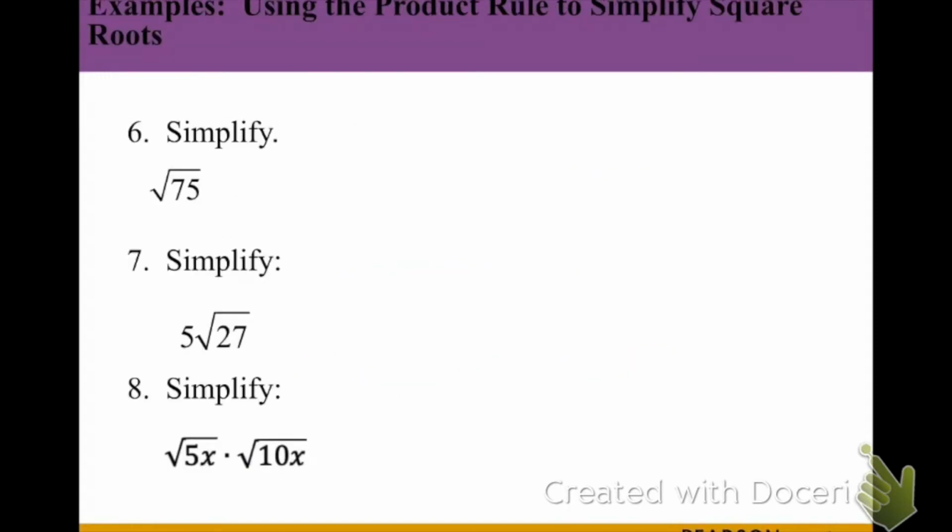On the very first one here, we want to simplify the square root of 75. Notice there's no number that times itself automatically gives us 75. And so what we're going to use here is our perfect squares. By perfect squares, I'm talking about those roots that come out nicely. For example, the square root of 4 is 2, the square root of 9 is 3, the square root of 16 is 4, and so on.